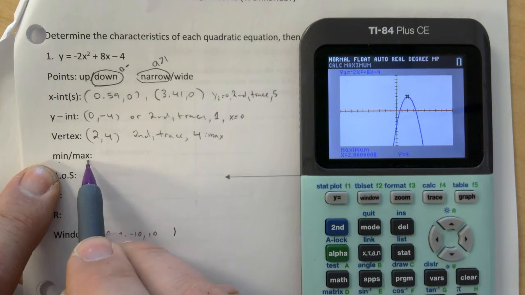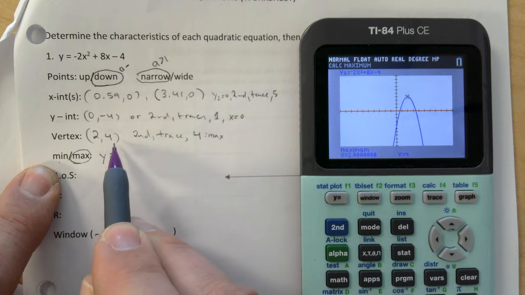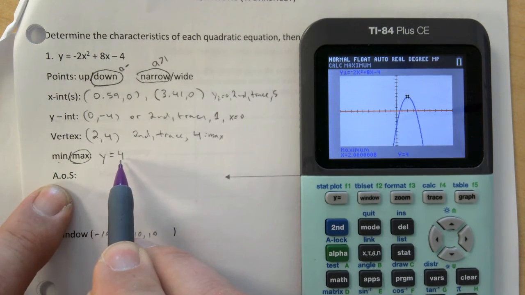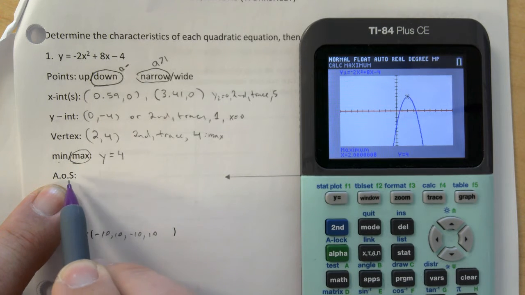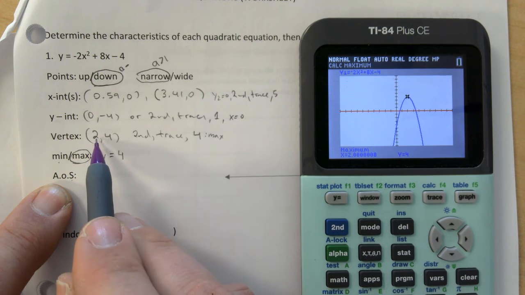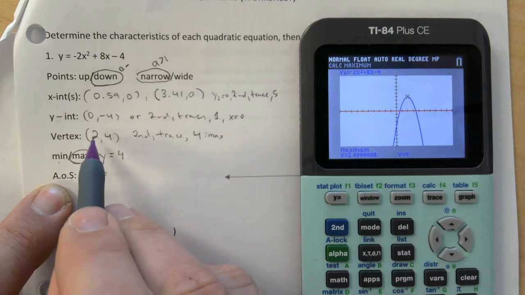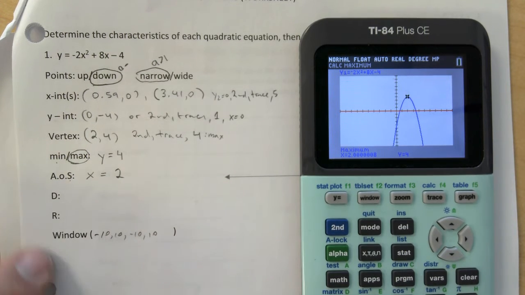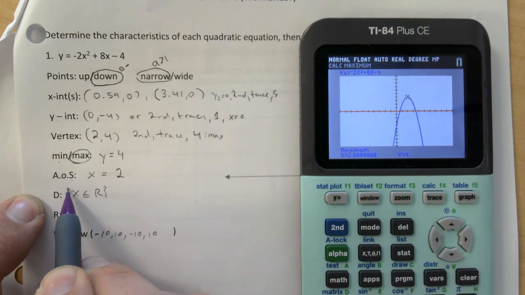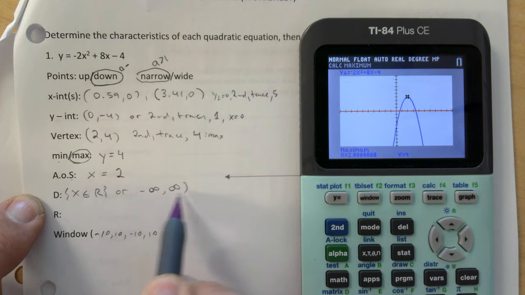And when you have one of these min-max, they just want the equation of the max, which is a horizontal line, goes through the y value of the vertex. No keystrokes there. Axis of symmetry is the vertical line that goes through the vertex and cuts it in half, right? It goes like this. So x is equal to 2. Domain, it would just be all real numbers or -infinity to +infinity.